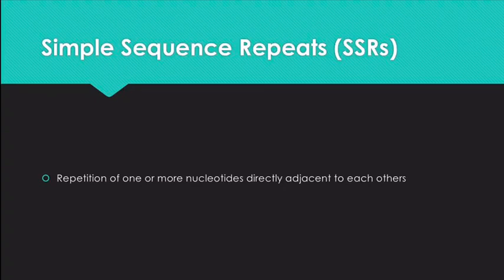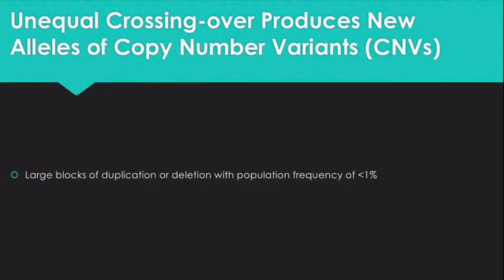The mutation called simple sequence repeats, or SSRs, are repetitions of one or more nucleotides directly adjacent to each other. The last mutation is copy number variants, or CNVs. When there is unequal crossing over, it produces new alleles of CNVs. There are large blocks of duplication or deletion with a population frequency of less than 1%.